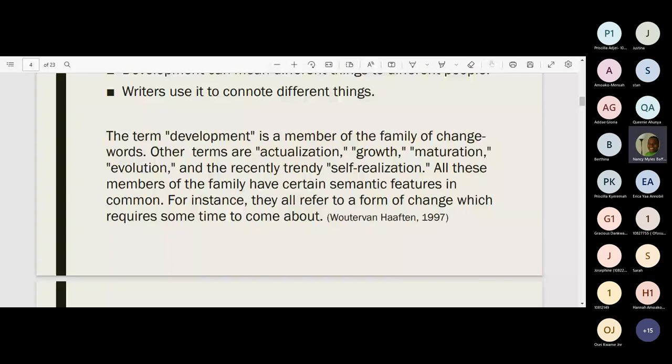The term development is a member of the family of change words. Some terms are actualization, growth, maturation, evolution, and the recently trendy self-realization.